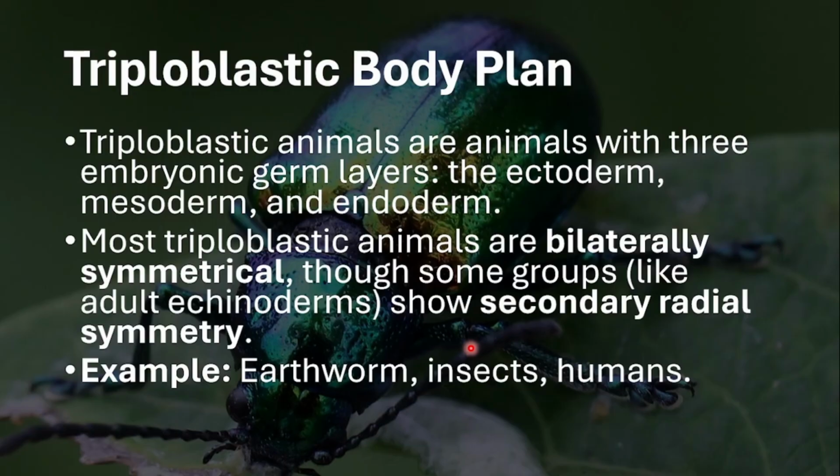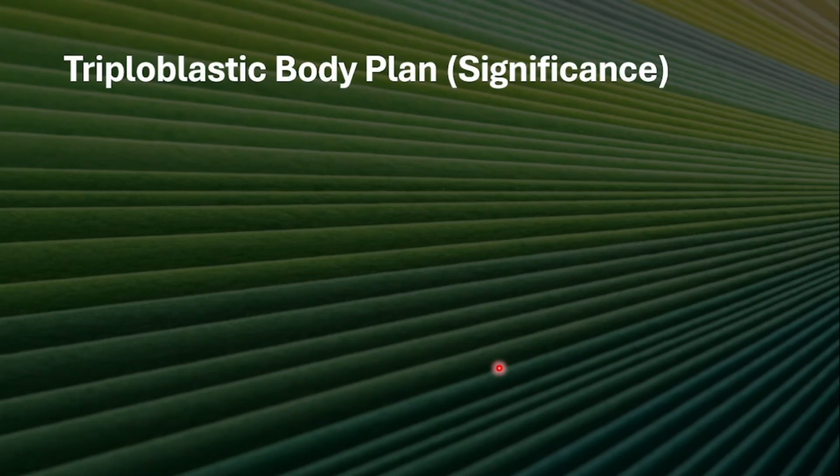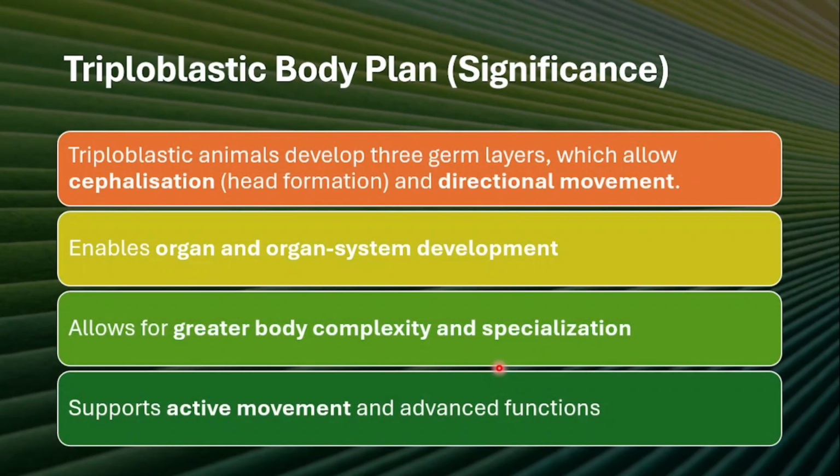That means that you could cut them in the middle and you're going to have the left and right halves, right? So examples would be earthworm, insects, and humans. Triploblastic, more complex, have all 3 germ layers. So what is the significance of the triploblastic body plan?